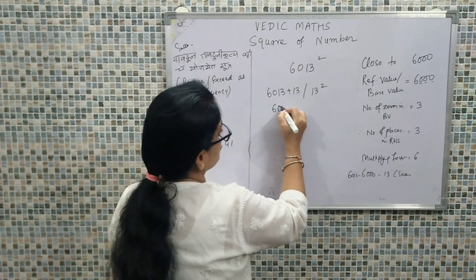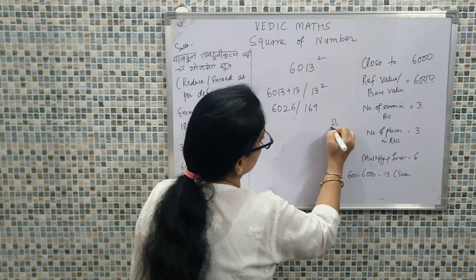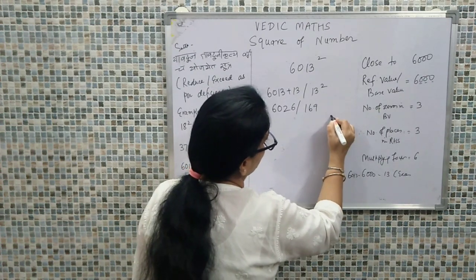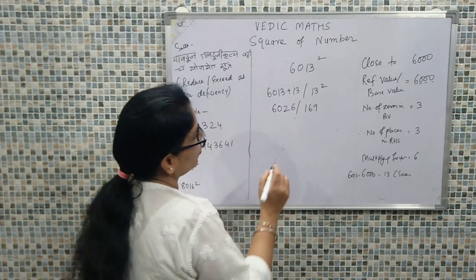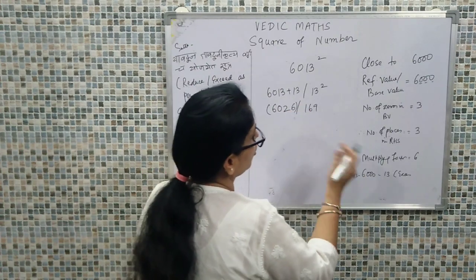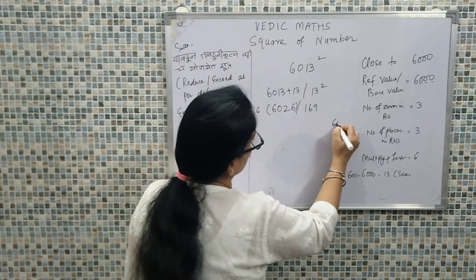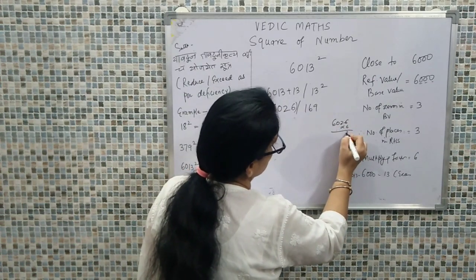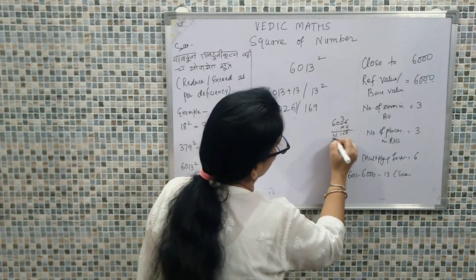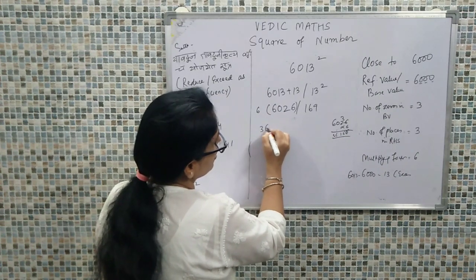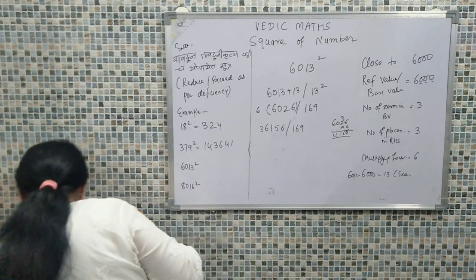So this will be 6026. 13 square is 169. 13 3s are 39, 3 here. So 13 13s are 169. As I've told you, always we need to multiply and then accommodate the excess value of the RHS. The multiplying factor is 6. So we have 6026 into 6. 12, 13, 14, 15 and 36. So LHS will come out to be 36156 / 169.